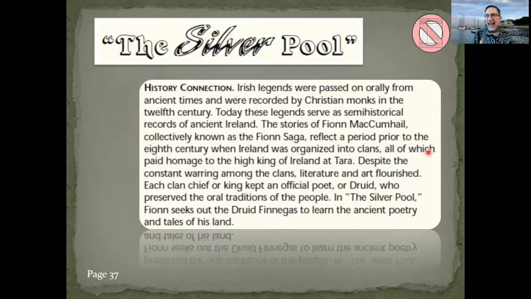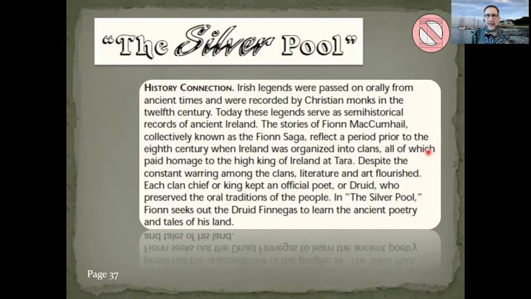We know that in the 8th century in Ireland, there was a king. He was at the capital at Tara. And there were all these different clans, and each clan was headed by somebody different. And they all fought one another. They paid tribute to the king, but they were into art and poetry. And so their stories were written down, but in the forms of poets.